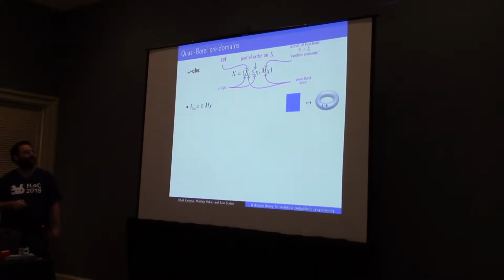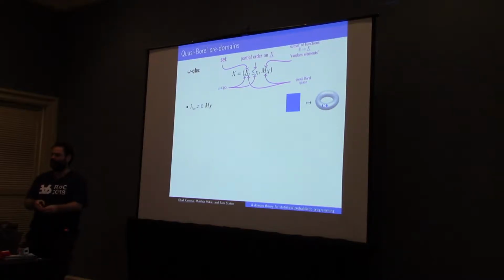The first one is I can always put all the probability on one point. Every constant function is a random element. Any deterministic element is a random element. And if you think about measurable functions from the reals to the reals, they have this property. Every constant function is a measurable function.